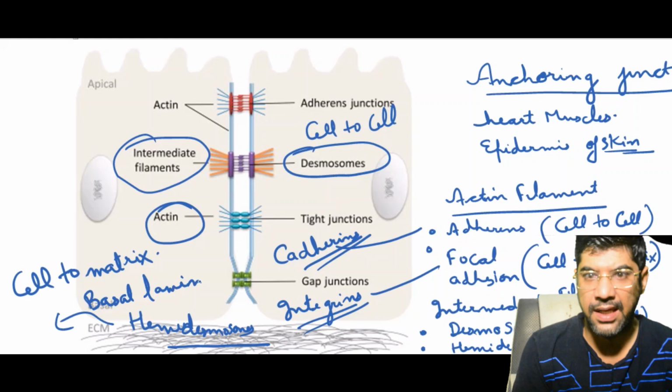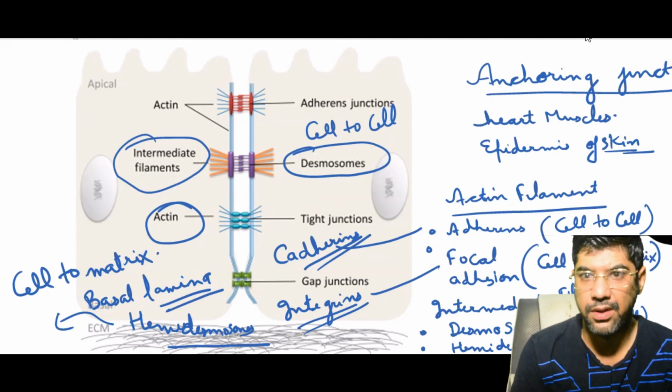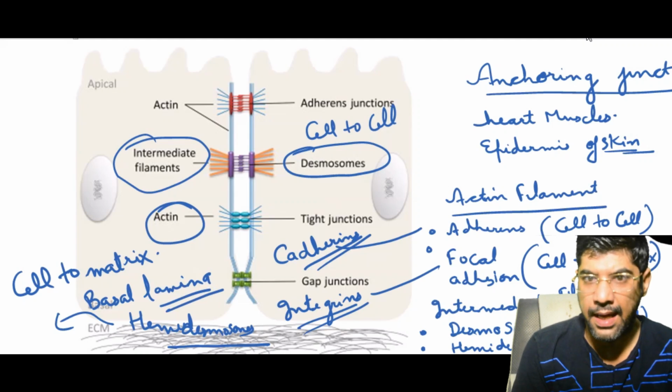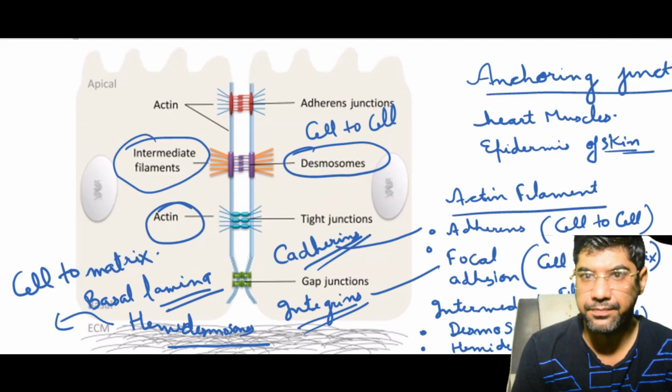So hemidesmosomes look like desmosomes. The thickening of the membrane occurs only on the side of the cell that is attached to the matrix. Because of this unique structure, hemidesmosomes are also known as half desmosomes. Why is it important for cells to anchor to the basal lamina? Yes, the anchors help to maintain the structural integrity of epithelial cells and ensure proper tissue function.